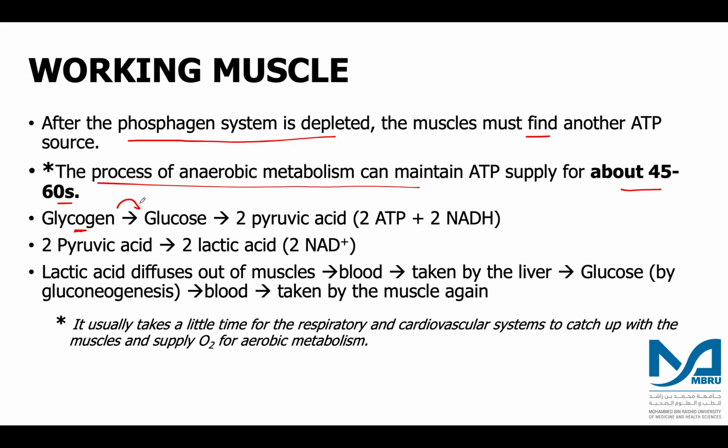We have not looked at this process, but we will talk about it next week. So glycogen is converted to glucose, glucose to pyruvic acid. Pyruvic acid is then converted to lactic acid, and you already know that this process is called anaerobic glycolysis. Now, what is the fate of lactic acid? Many of you asked, and I told you at that time that we will talk about this separately, because lactic acid then diffuses out of the muscles into the blood.